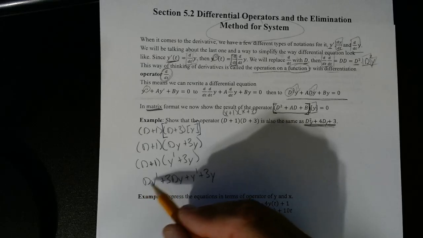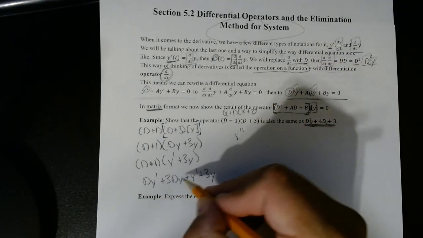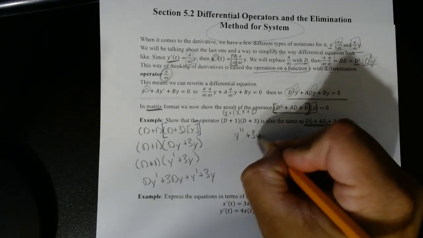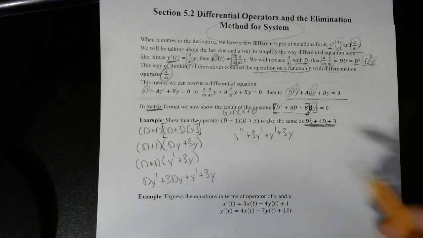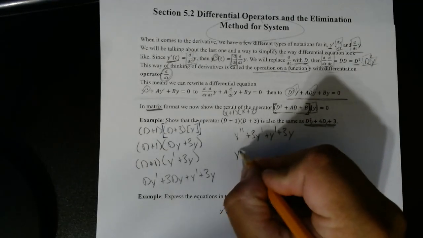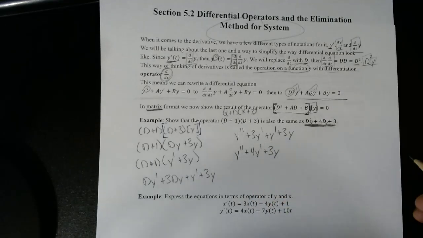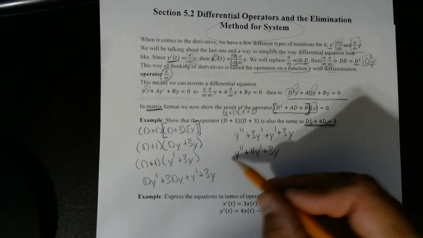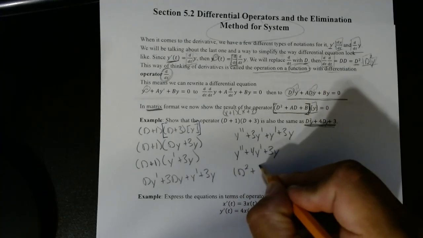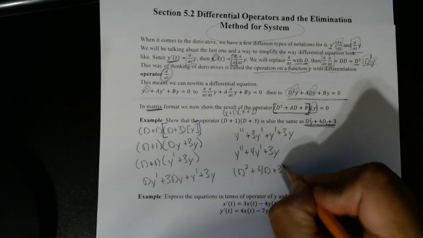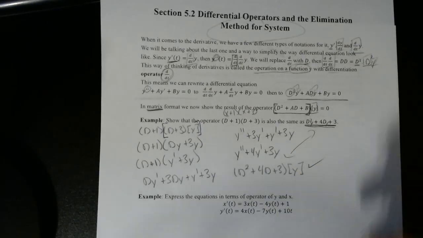Now again, going back to what it means, this is the derivative of y prime, so this is y double prime. This is the derivative of y, so this is just going to be 3y prime. This is itself, and that stays itself as well. Combining like terms. And now going backwards and rewriting this, this does give me d squared plus 4d plus 3, like that. So it does actually work out.